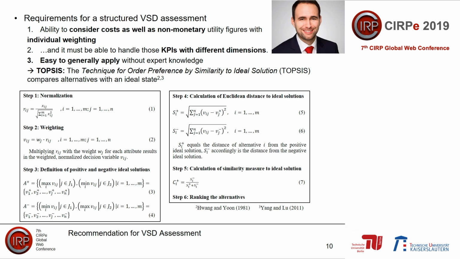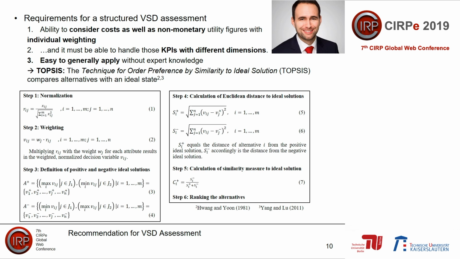First, you normalize your different KPIs. Afterwards, you do your weighting, or your planner does your weighting, which is the only subjective influence that you have in your overall system, but maybe the most crucial part of the whole procedure.